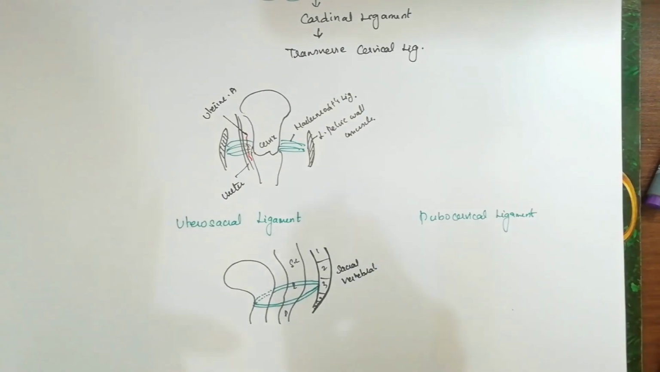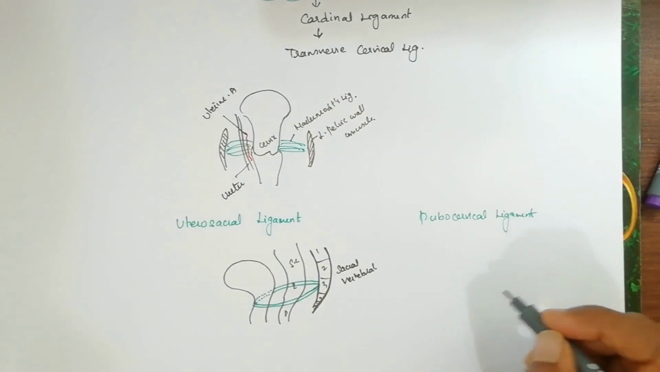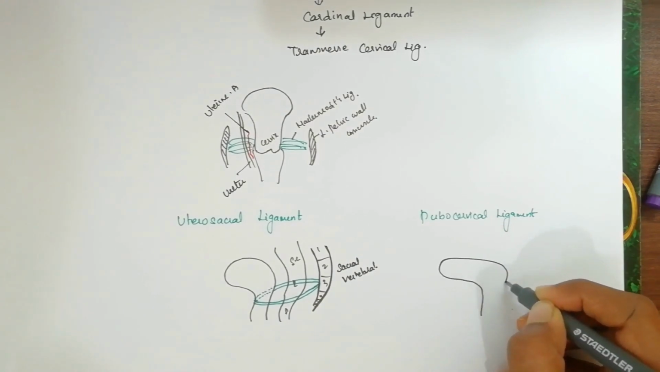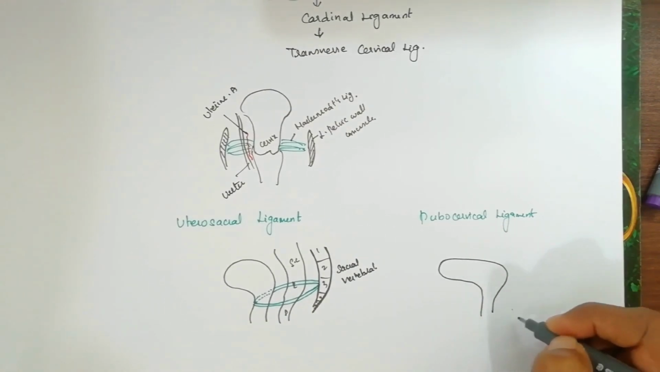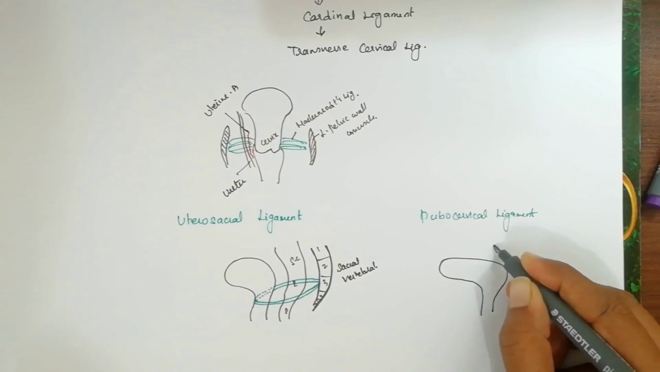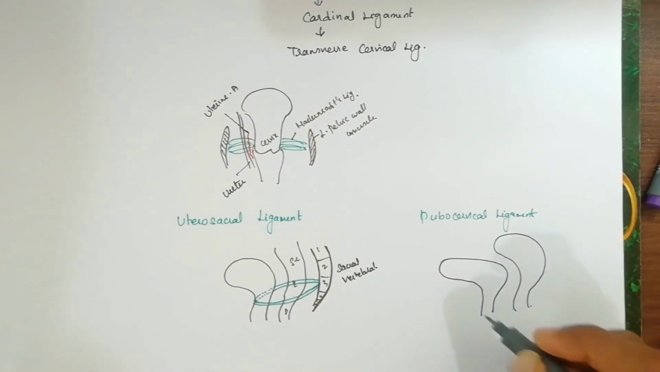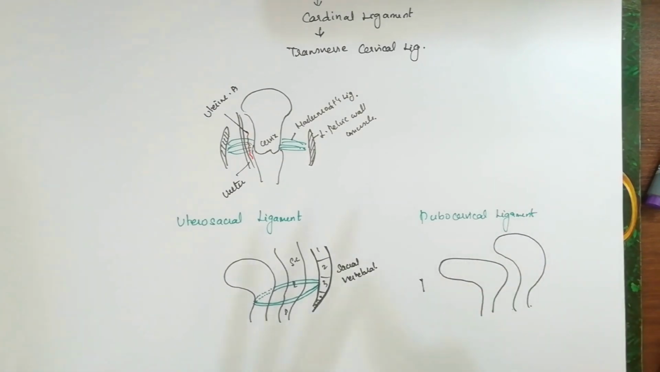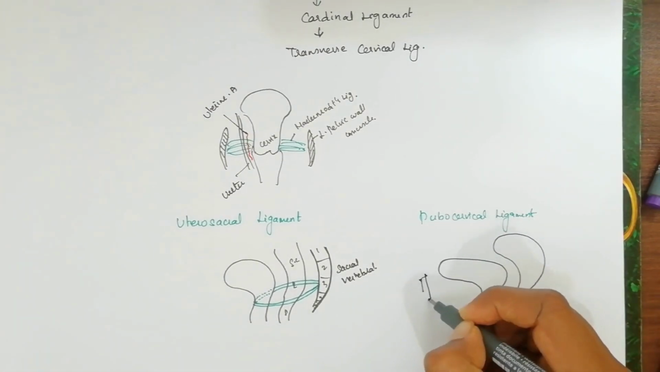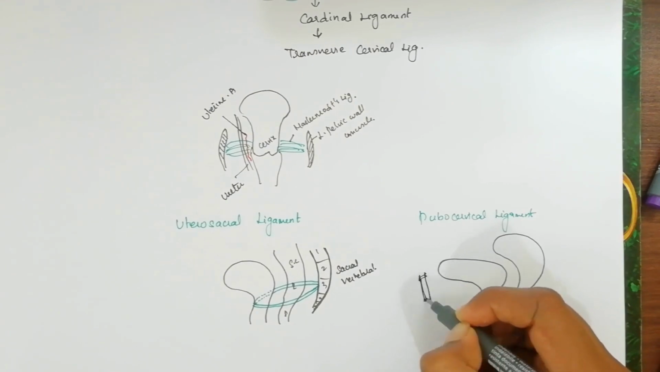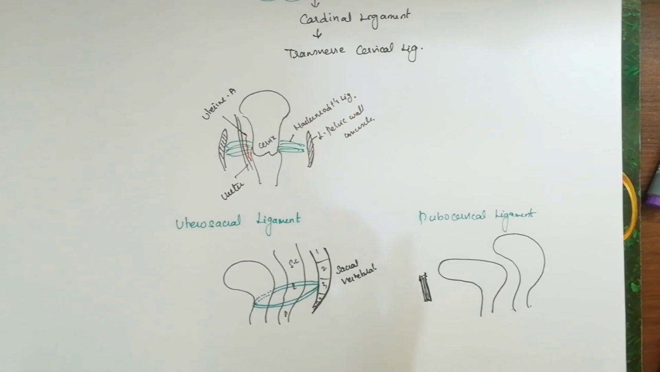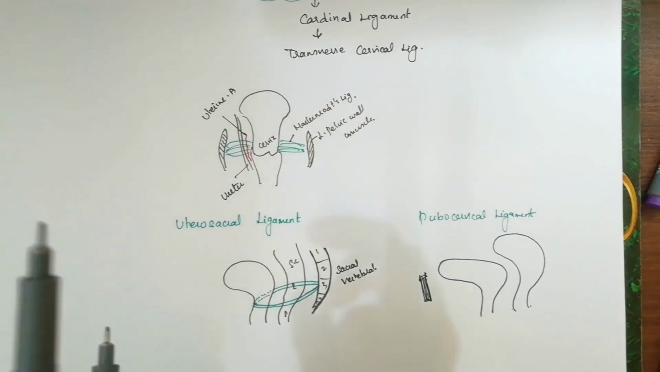Now we will move on to the pubocervical ligament. The name itself indicates it is going to join the pubis and the cervical region. So we have got the urinary bladder over here, and behind that we have got our uterus. In front of the urinary bladder we have got a bony part called the pubis. So we have got our pubic symphysis, and just lateral to it we have got the pubic bone surfaces seen.